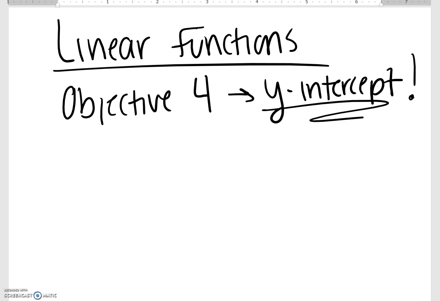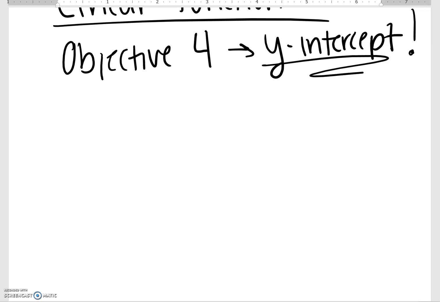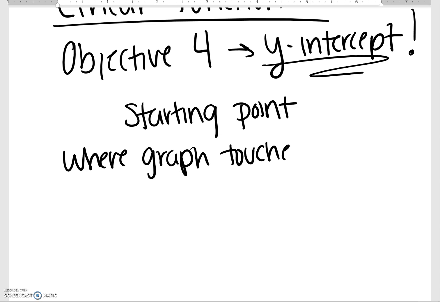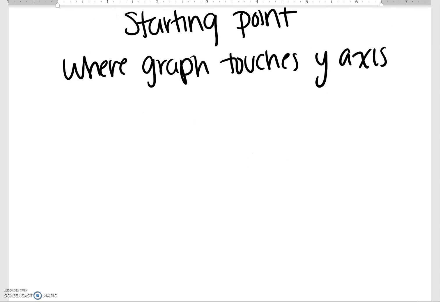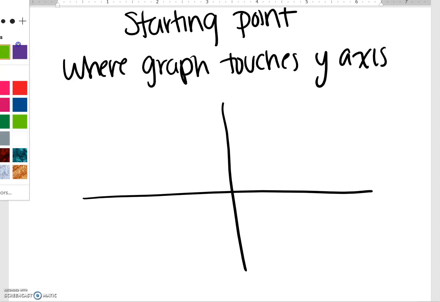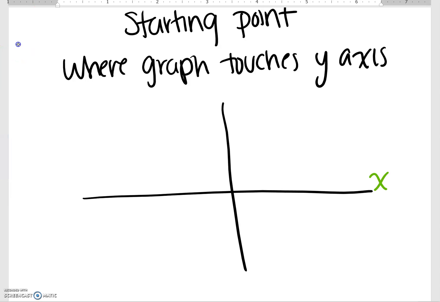Alright, so today we're doing linear functions. This is objective 4, so all about the y-intercept. Now our y-intercept is my starting point. Okay, it is where the graph touches the y-axis. If we look at a graph, this is always your x and this is always your y. So it's where does a graph touch that?